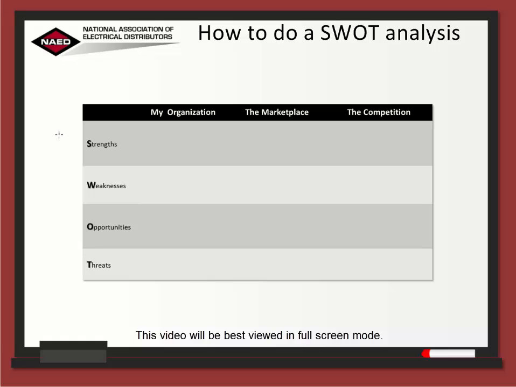This type of analysis describes the strengths, weaknesses, opportunities, and threats within your business on 3 levels: your organization, the marketplace, and your competition. The goal of a SWOT analysis is to gain an overhead view of your business as a whole in order to design strategies for improvement.